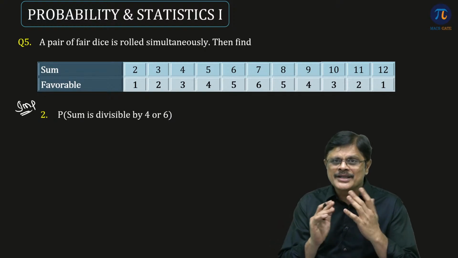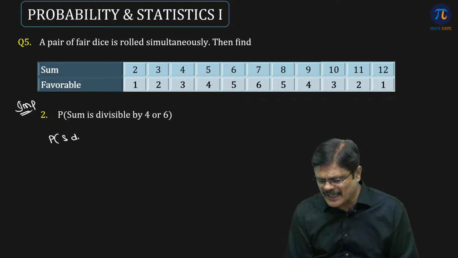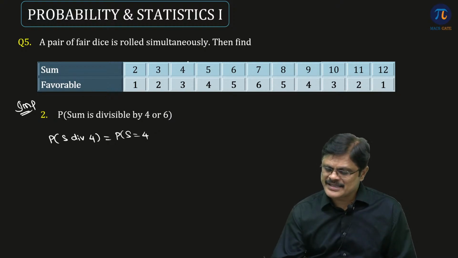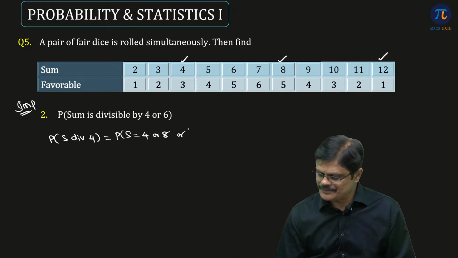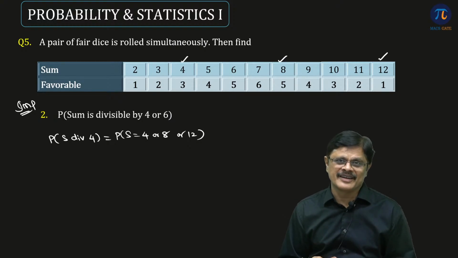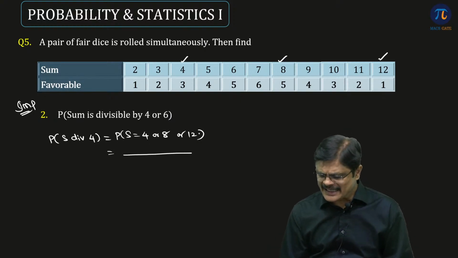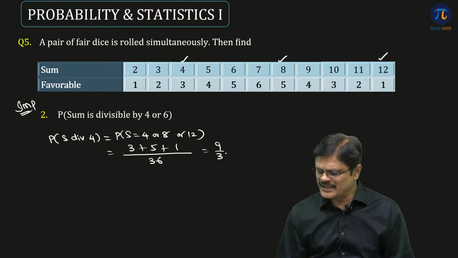See, here I'll first tell you what is divisible by 4 separately and divisible by 6 separately. I write S for sum. Sum divisible by 4 means what, sir? Sum is equal to 4, or sum is equal to 8, or sum is equal to 12. When the sum is 4, 8 or 12, it is divisible by 4, my dear friends. So we are looking for these 3 cases, and these are disjoint cases, so I can directly add them. Denominator 36: 4 means 3 cases, 8 means 5 cases, 12 means 1 case. That is 9 upon 36.